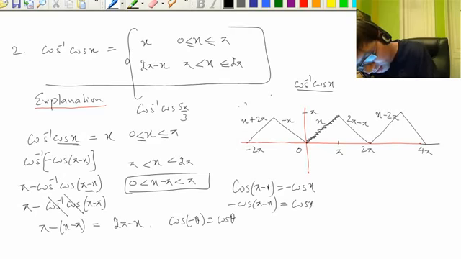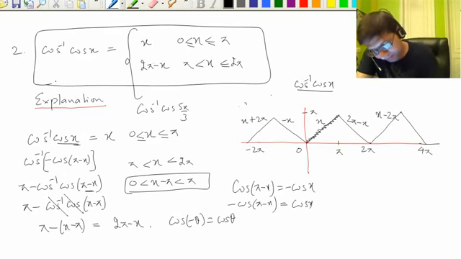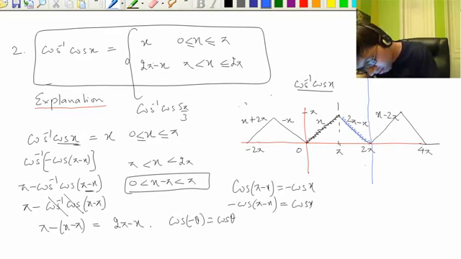So this is what you need to learn, right. And that's what I have drawn here: x from 0 to pi, and then this part 2 pi minus x from pi to 2 pi, and this is the periodic function. After that, this triangle is the principal value branch, right.